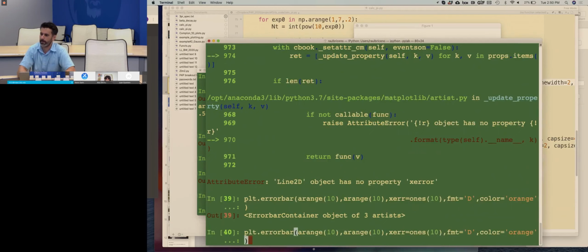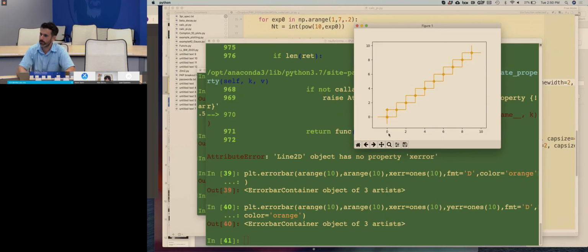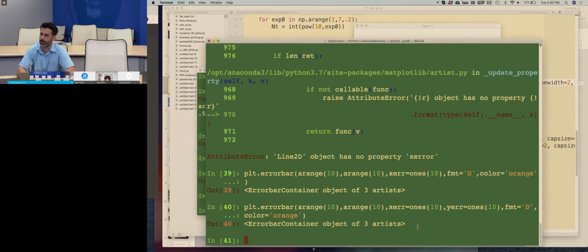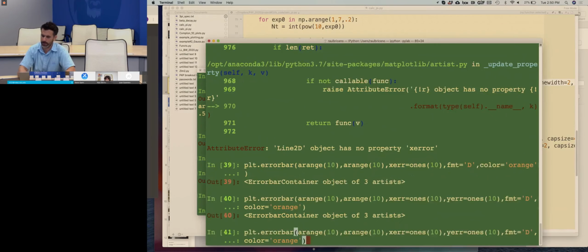Now let me add errors along the Y-axis. Same thing. And it looks kind of funky, so let's make it a little different. Let me make them, instead of size 1, let me make them 1/2. Oh, let's make it 1/3 actually. So I'm just going to divide these numbers by 3.